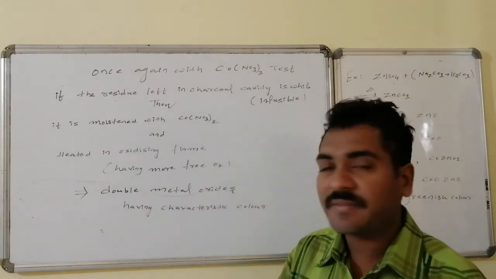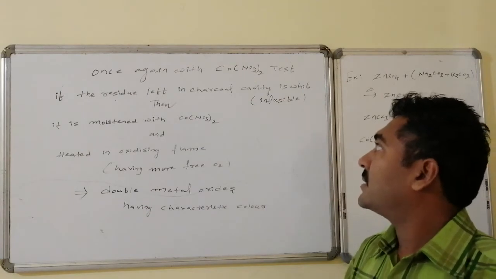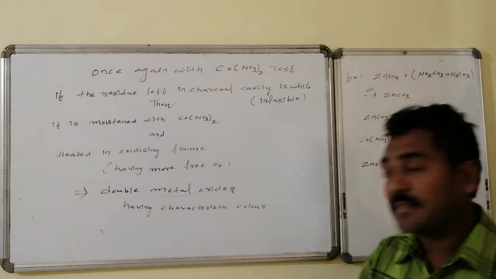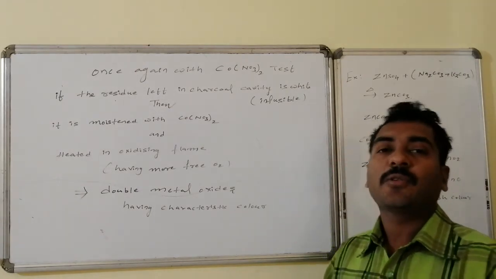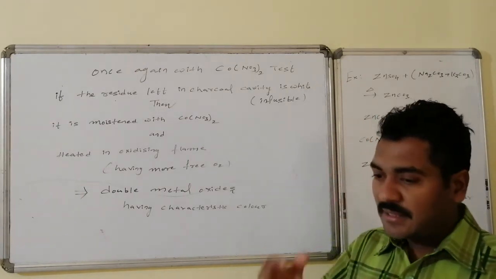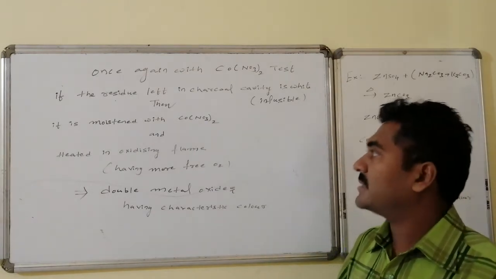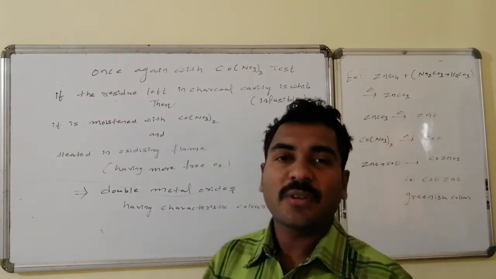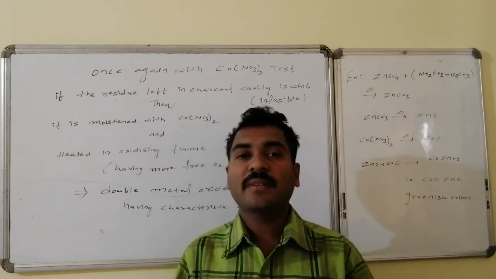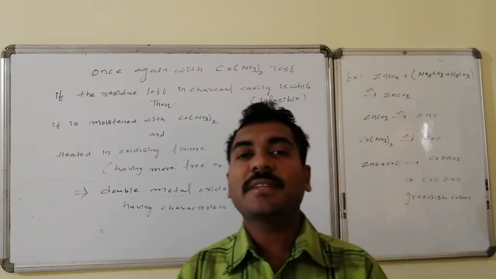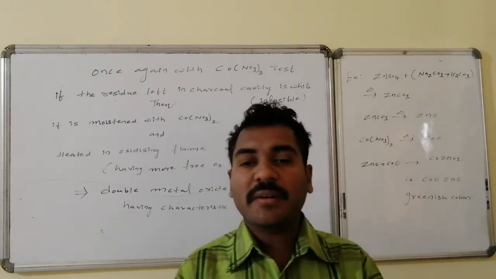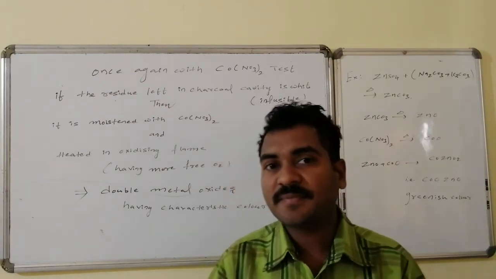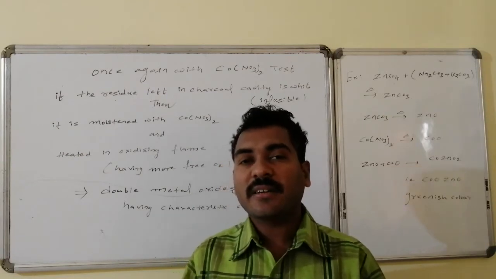Here, the details once again. If the residue left in the charcoal cavity test is white in color and infusible in nature, then it is eligible for the cobalt nitrate test. The cavity having the infusible white material is moistened with the cobalt nitrate and heated with the oxidizing flame. What is meant by oxidizing flame? A flame which has a higher quantity of oxygen. With that high heating and excess oxygen conditions, materials undergo oxidation. Such a flame is said to be the oxidizing flame.